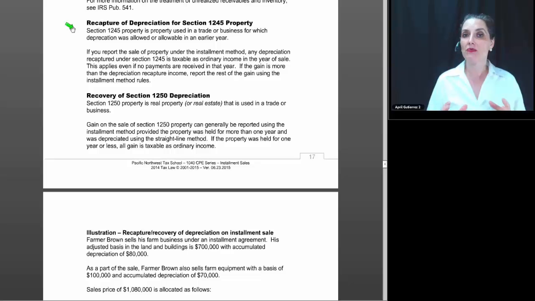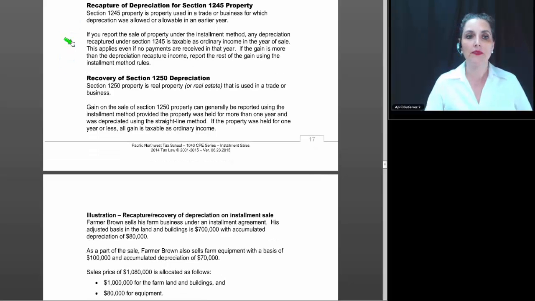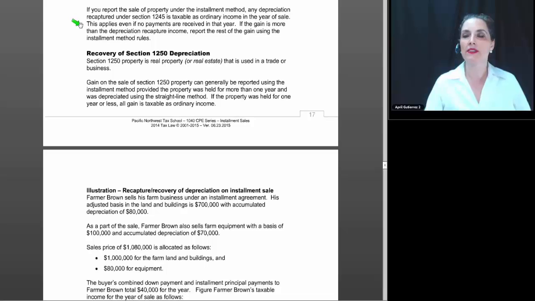And depreciation recovery on 1245 versus 1250 property has very different treatment under the installment method. So let's look first at recapture of depreciation for Section 1245 property. Section 1245 property is property used in a trade or business for which depreciation was allowed or allowable in an earlier year. If you report the sale of property under the installment method, any depreciation recaptured under Section 1245 is taxable as ordinary income in the year of sale.